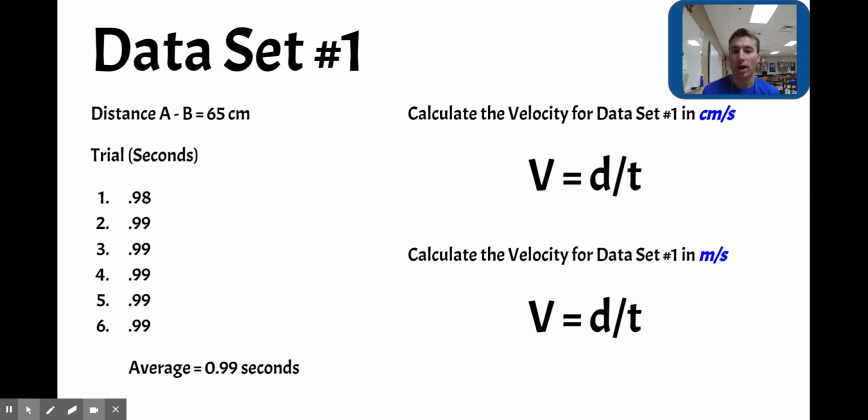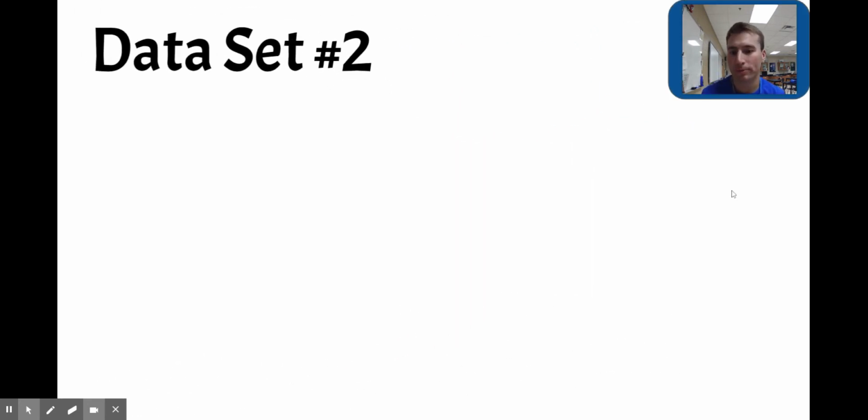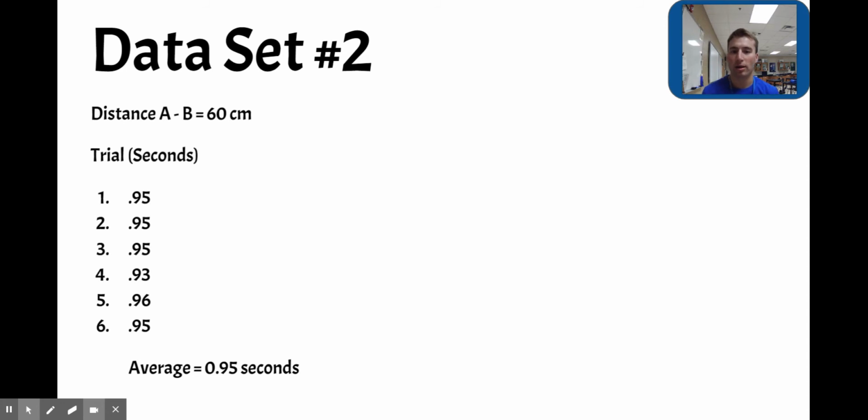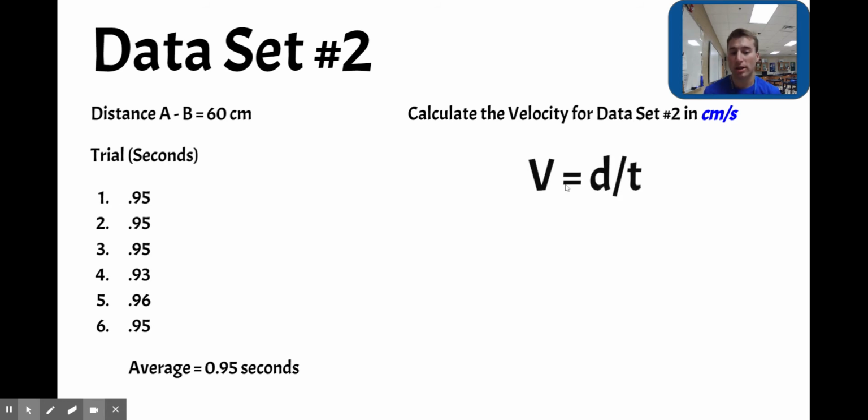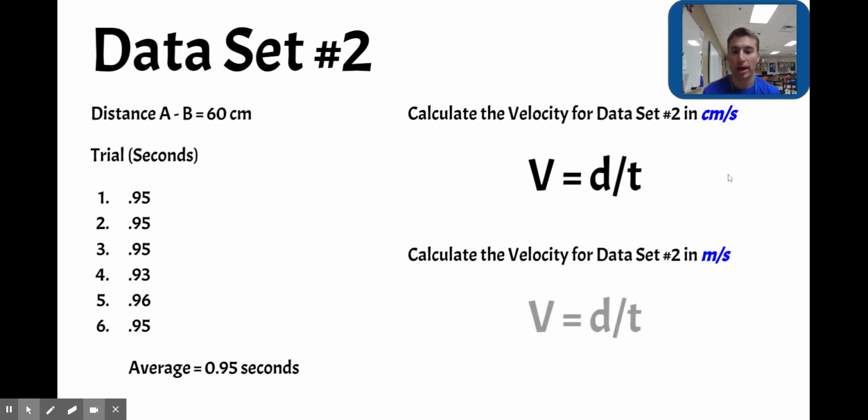Moving on to data set 2. In data set 2, we reduced that distance to 60 centimeters, and our time's adjusted a little bit with an average of 0.95 seconds. So we have a new distance and a new time. Your first job is to calculate the velocity for data set number 2 in centimeters per second using this same formula. Next, use that data to calculate the meters per second for data set number 2, again using V equals distance over time.